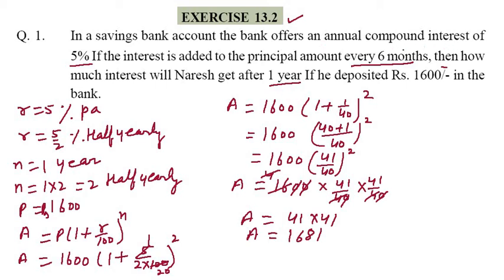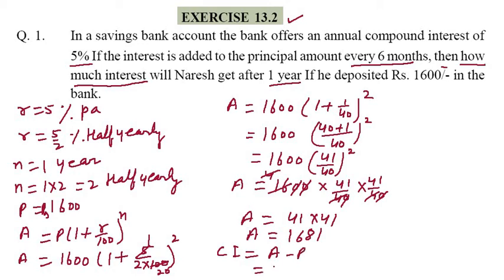Offer a compound interest of the interest and the principal. Now, how much interest? The question is how much interest, and that will be compound interest. So you can write compound interest, that is the CI. CI is equal to A minus P.